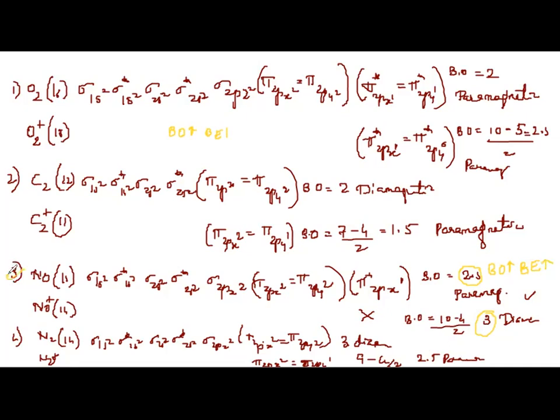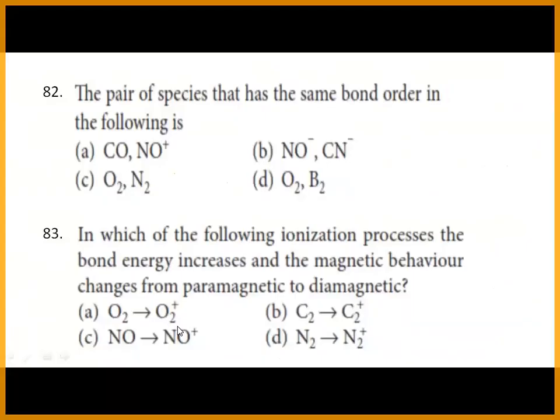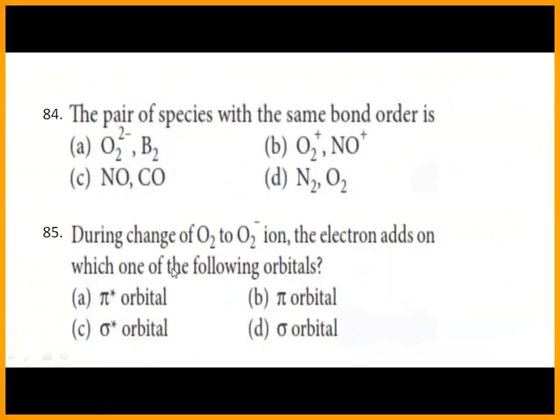So which is the correct option? It is option C. So the correct option is option C. NO to NO plus: bond order increases in the ionization process, and there is a change from paramagnetic behavior to diamagnetic behavior. Correct?